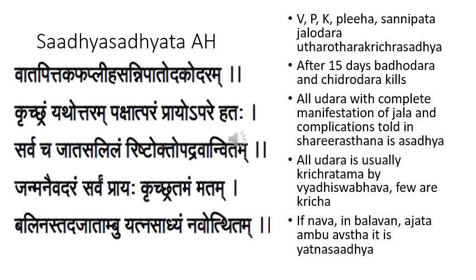We'll come to the Sadhya Sadhyata now. Vata Pitta Kapha Pleha Sannipata Dakodaram Krichram Yathottaram. That is Vata, Pitta, Kapha, then Plehodara, Sannipatodara, Jalodara. These are Uttarottara Krichra Sadhya, one by one. So that means Pittaja is more Krichra than Vataja. Kaphaja is more Krichra than Pittodara, like that.